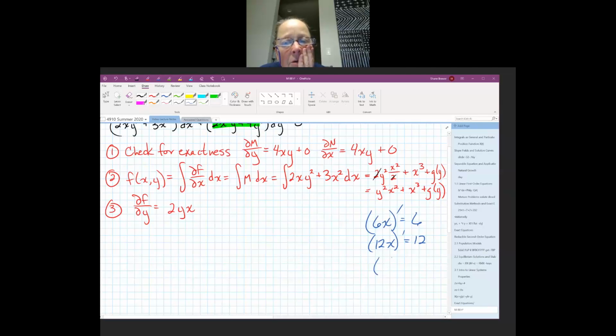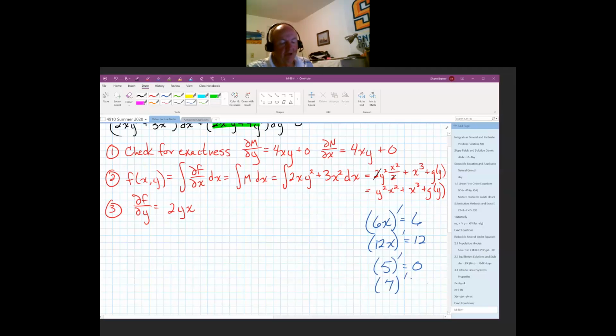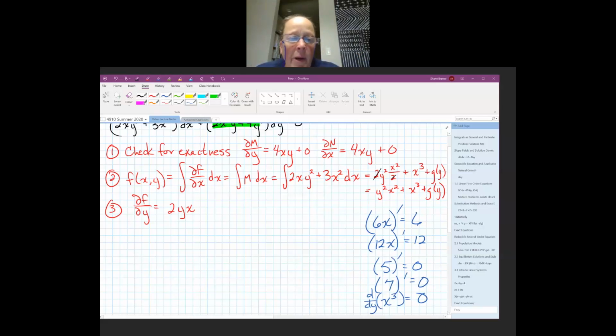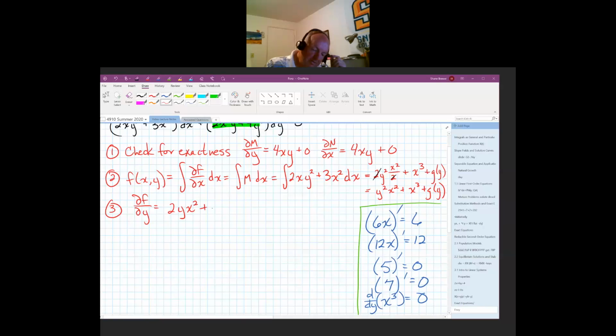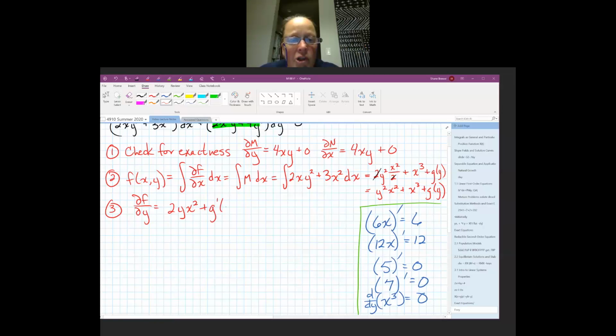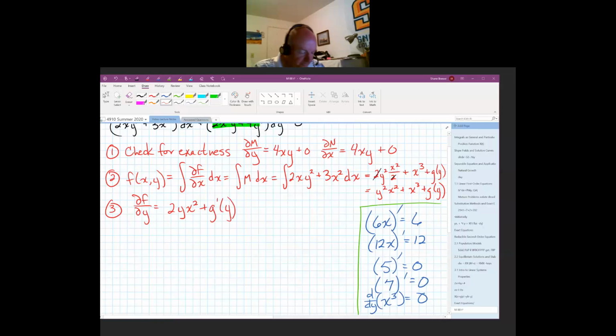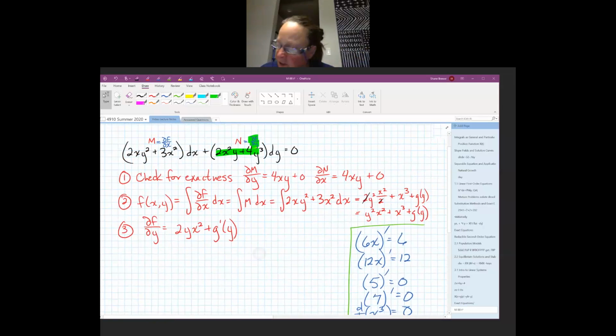Actually, if we treated that as a constant, it would be 0. What's the derivative of 5? 0. Derivative of 7, 0. We've kind of abused the notation, but the derivative of that with respect to y is 0. So back to step 3 then. We've got the partial derivative of f with respect to y is 2yx squared plus g prime of y, because the x squared disappears.